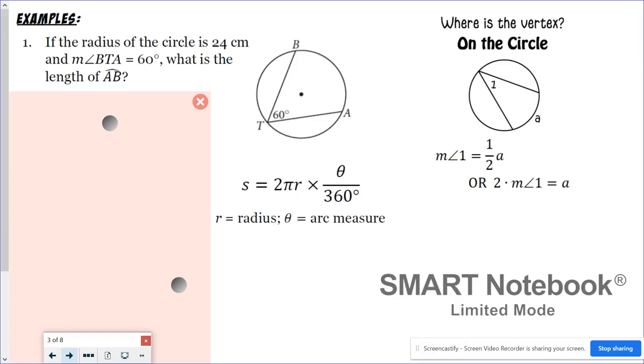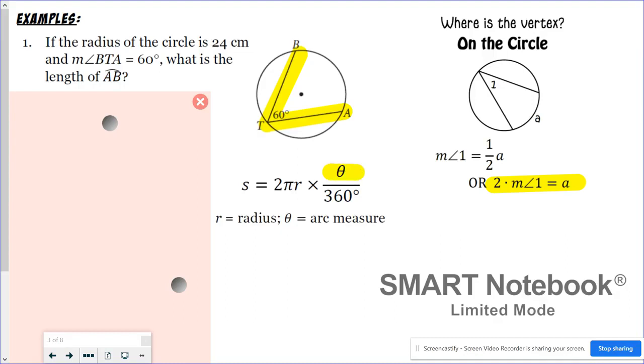Well, as we know, the length of that arc is equal to the circumference of the entire circle times theta over 360. Theta is the degree measure of the arc. So we need to ask ourselves, what is the measure of the arc here? We've got an angle whose vertex is on the circle. When you extend it, you come to arc BA. So what's the measure of arc BA? Since the vertex is on the circle, 2 times the measure of the angle is going to be equal to our arc. So our arc here is 120 degrees.